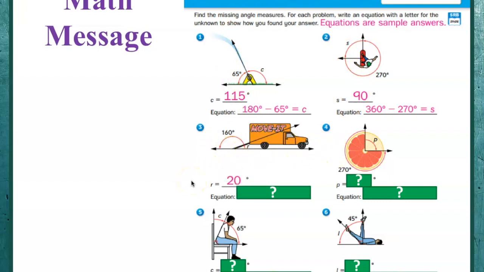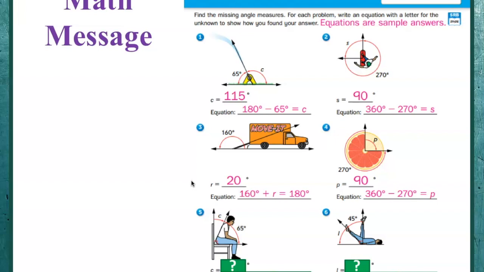Number three is very similar to number one, knowing that 180 degrees is a flat line. So R is going to be 20 degrees, knowing that we can do 160 plus R equals 180 degrees, or you could have done 180 minus 160. There are a couple ways to do the equation. Number four is very similar again to number two. You would have gotten 90 degrees this time. 360 minus 270 equals P.